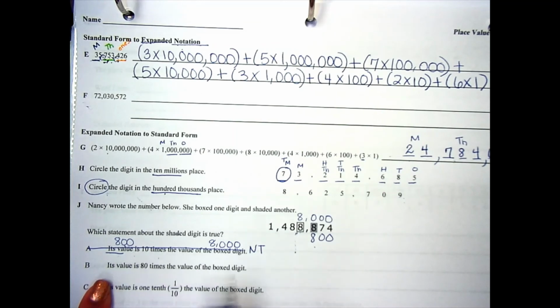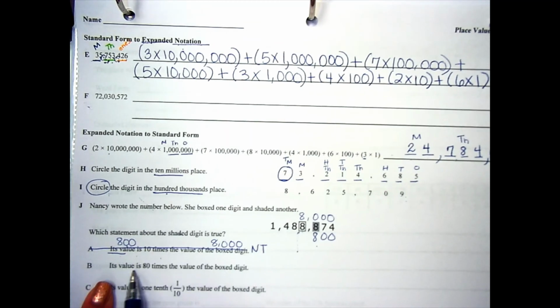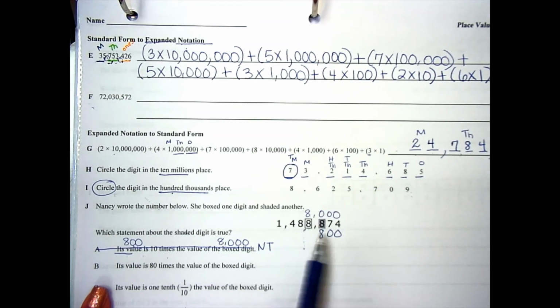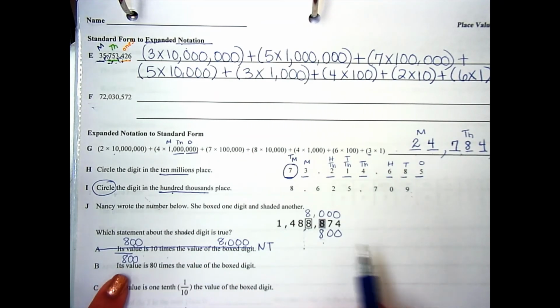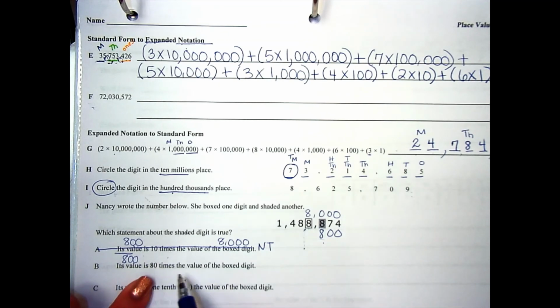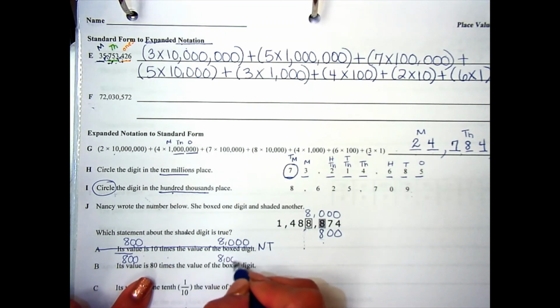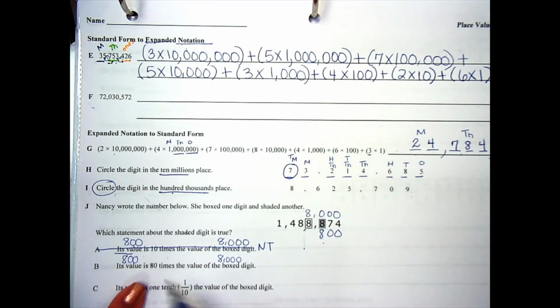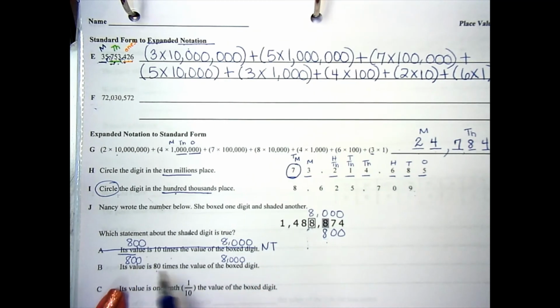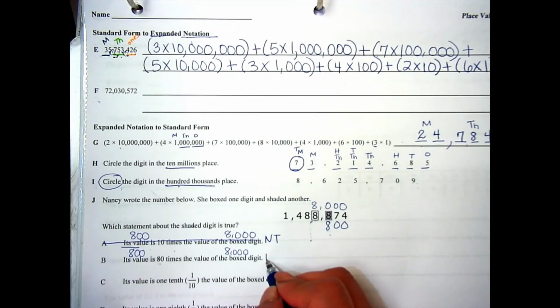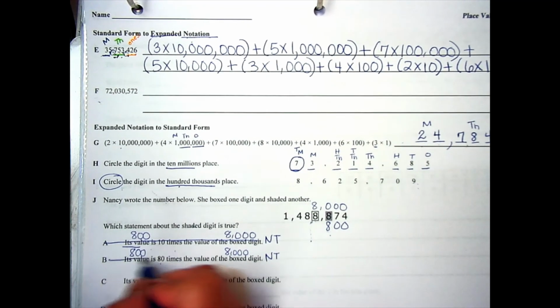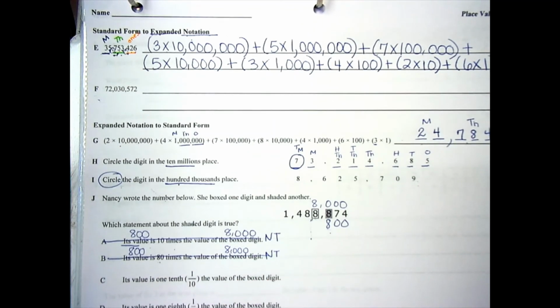Let's prove this one. Its value, it meaning 800, so I'm going to put 800 here. 800 is 80 times the value of 8,000. Well, we already said that it is not greater. So this one's telling me that it's 80 times greater. Well, we know that that is not true because 800 is less. So that one's out.